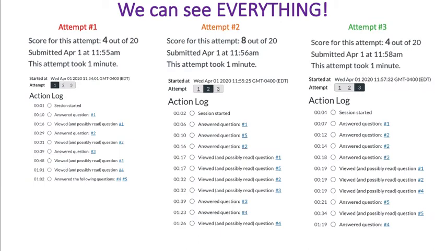Now, I want you to know something. We can see everything, okay? I said it in my announcement. We can see so much. So I wanted to give you an example of what we can see. So this is a student, I'm not putting their name on here, that did 3 attempts.